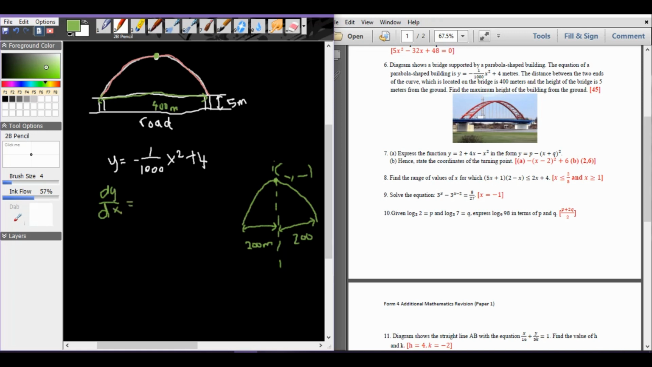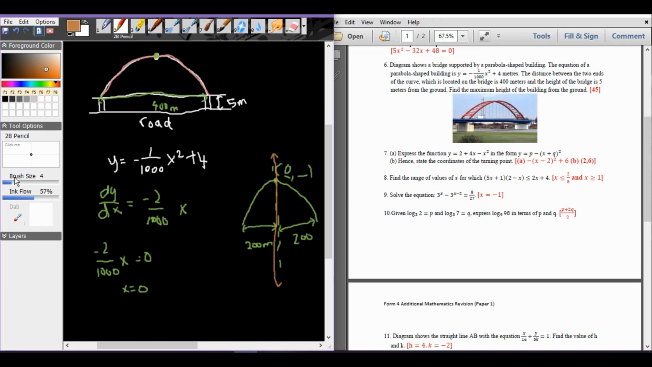When we differentiate y in terms of x, then you will have negative 2 over 1000 x. So this point is maximum when dy/dx equals 0. So we let negative 2 over 1000 x equal to 0, so x equals 0. So the x-coordinate here is 0. Therefore, this will be the y-axis.